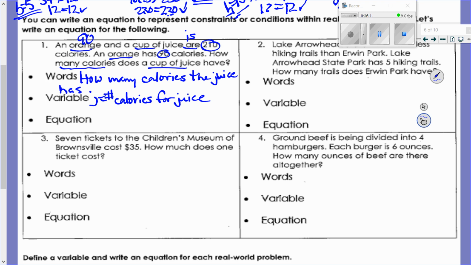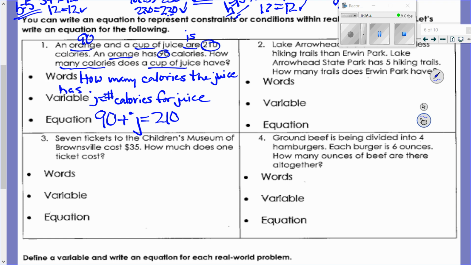Here's the important part. We're translating from English to math. We need to follow the same order. Chance? No. That's not how it's written. It's not a negative 90, it's 90. It says 90 and a cup of juice. How do I write that mathematically? 90 plus J equals 210. Well done, Presley. Thank you.